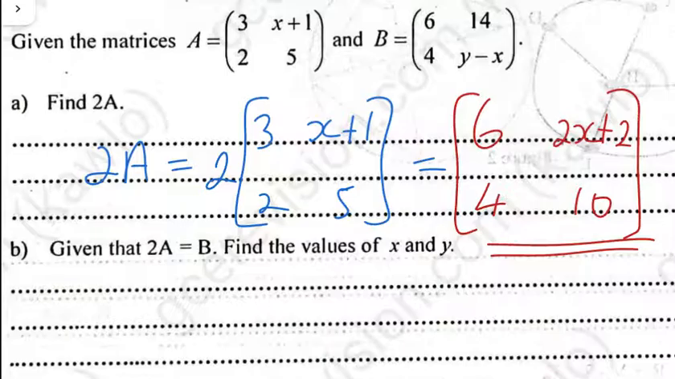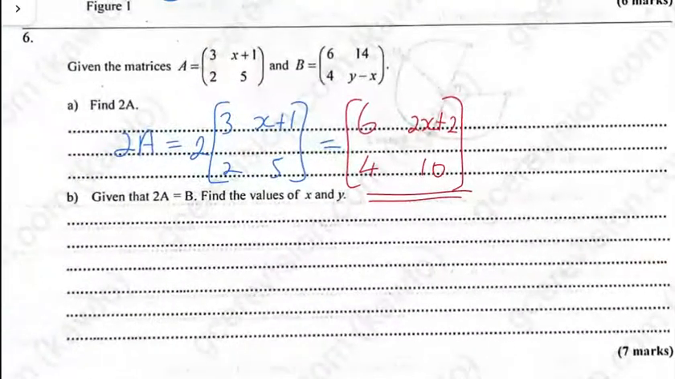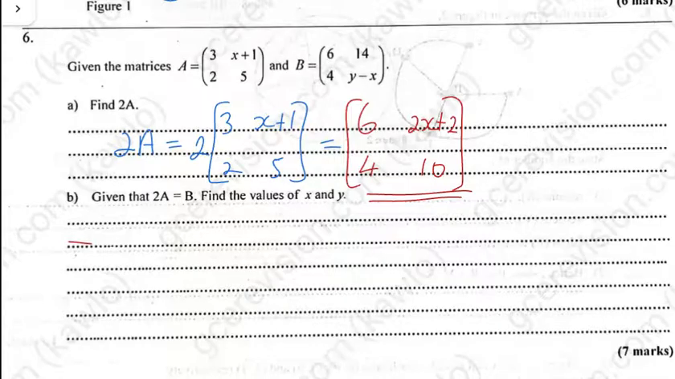So given that 2A is equal to B, find the values of x and y. So this brings us to solving a pair of equations. So 2A equals B. What's the 2A that we have? 6, 2x plus 2, 4, and 10, right? So this therefore implies that, as you can see here already, this 6 corresponds to this 6 that we have here for B. So they're the same. Equally, this 4 here corresponds to this 4 here. So it means that the other ones must also be the same.